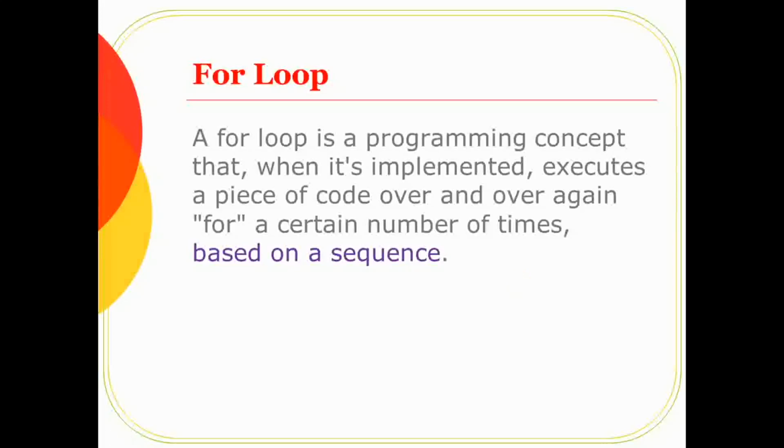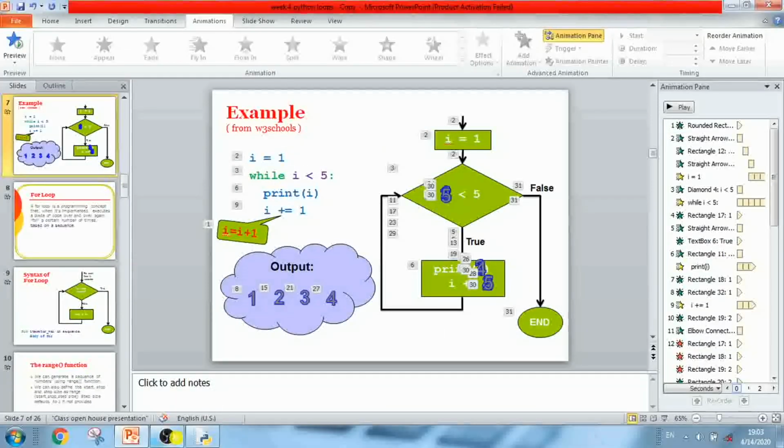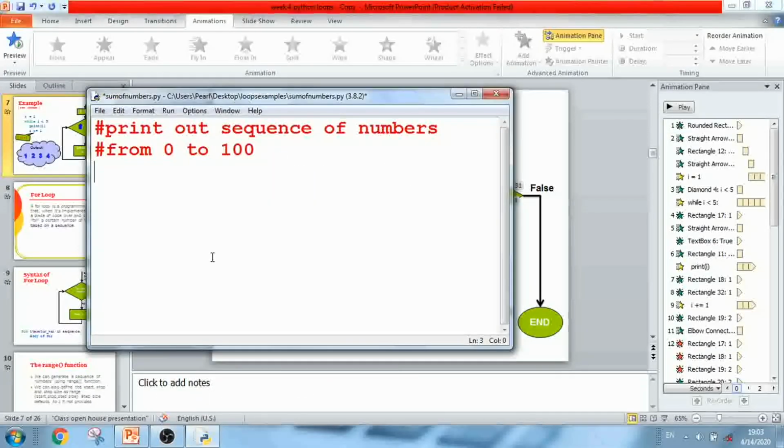Let's go on. For loop. Now let me show this code in a program. Here we are asked to print out numbers from 0 to 100. So let's do it with while. Firstly, we should initialize the I. Let it be 0 in the beginning because it's asking to print out from 0.